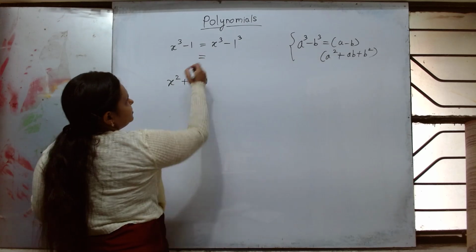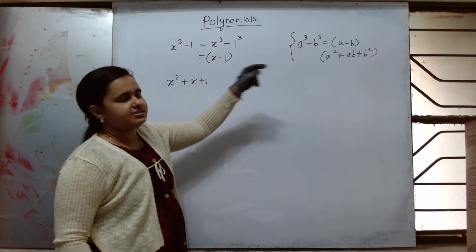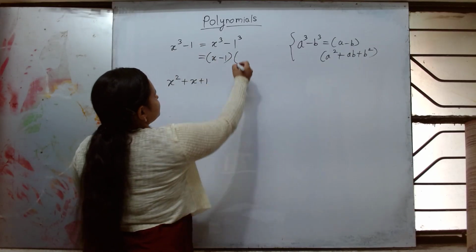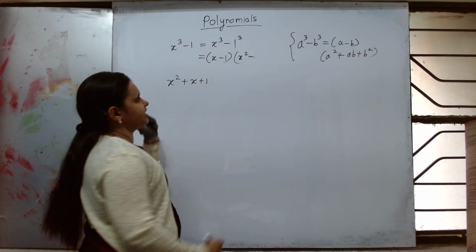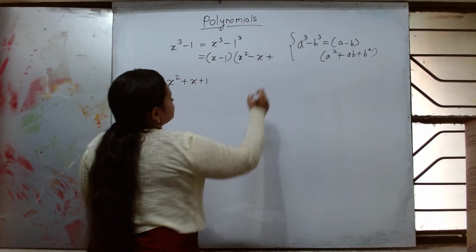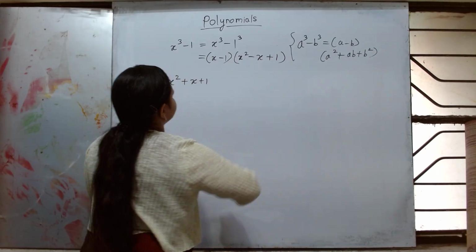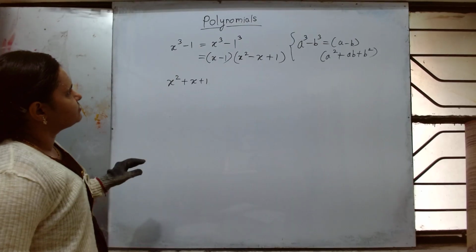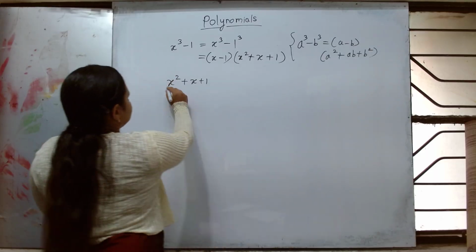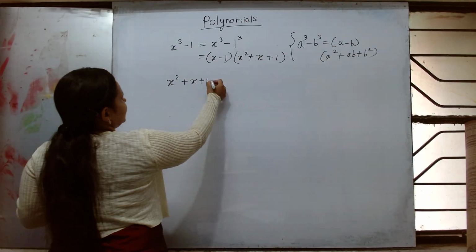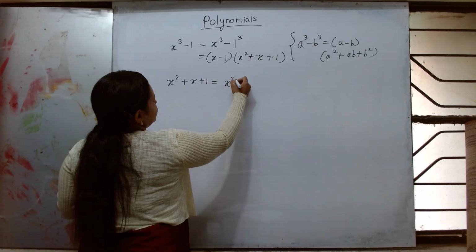So what will it be? It is a minus b, that is x minus 1. Again a square plus ab plus b square: a square means x square, ab is x multiplied by 1, that is x, plus b square means 1 square, that will be 1. Here it is x square plus x plus 1. Now the factors for this we will write as it is, because it is x square plus x plus 1 already.